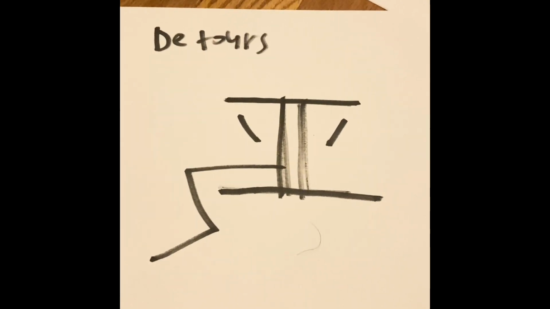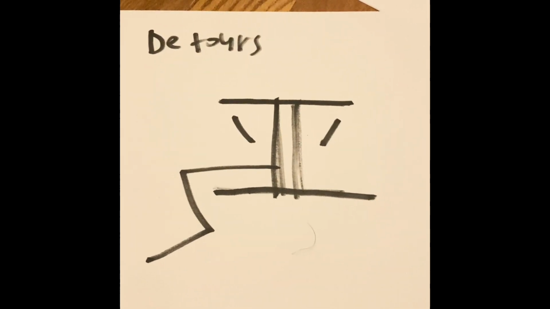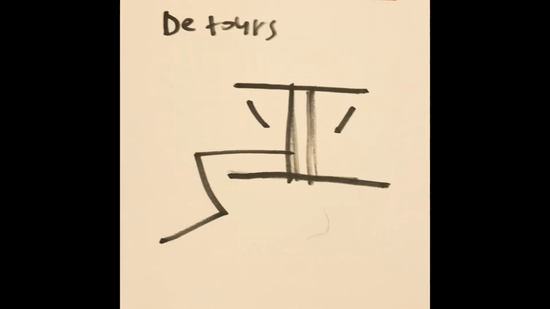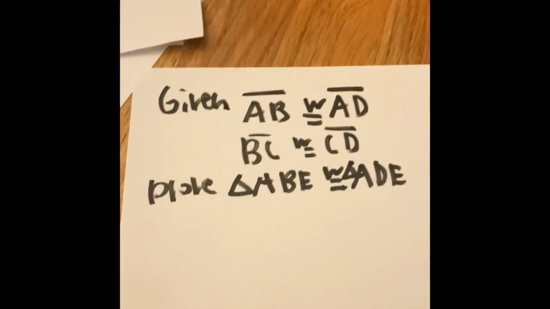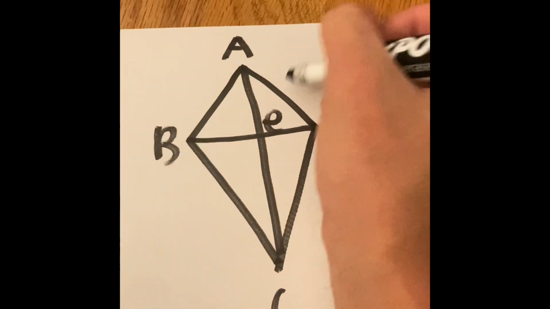That is correct. A detour happens when something is blocked off and you have to go somewhere else. So here is the math part. Here is the proof. Given AB segment is congruent to AD. So we're going to say AB is congruent to AD.